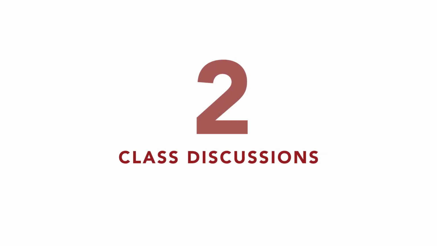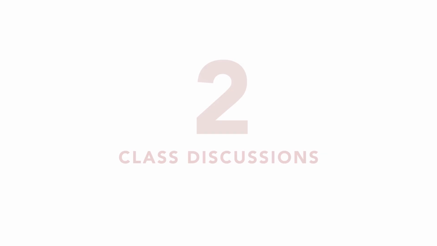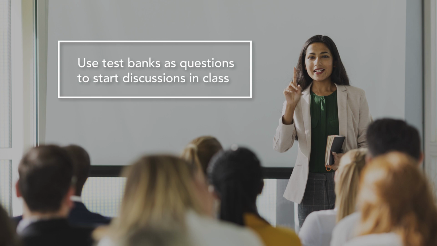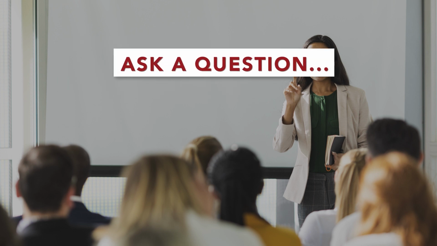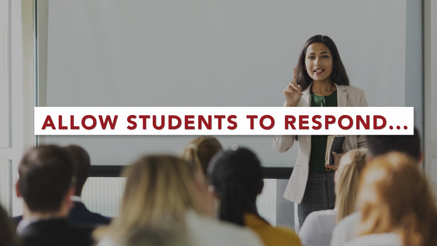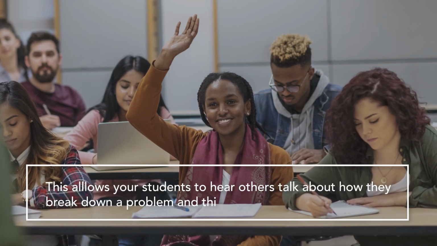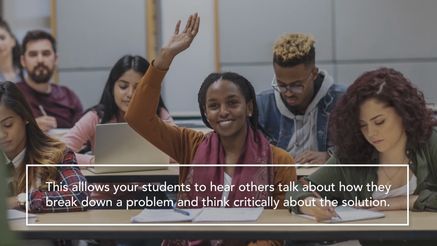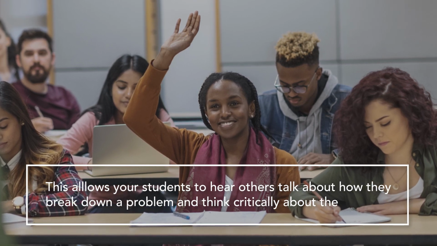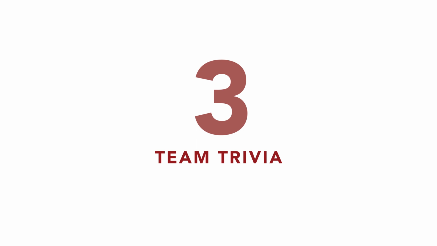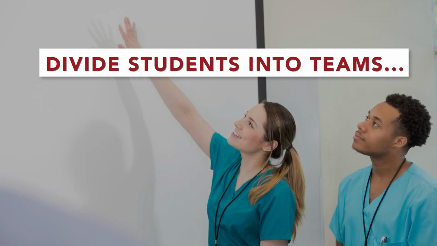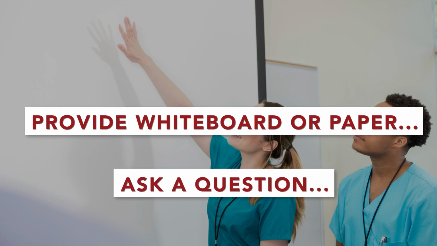Second, class discussions. Use the test banks as questions to start discussions in class. Ask a question to the class, allow them to respond, and explain how they came to that answer. This allows your students to hear others talk about how they break down a problem and think critically about the solution. Third, team trivia. Divide your students into teams and provide them with a whiteboard or pieces of paper.